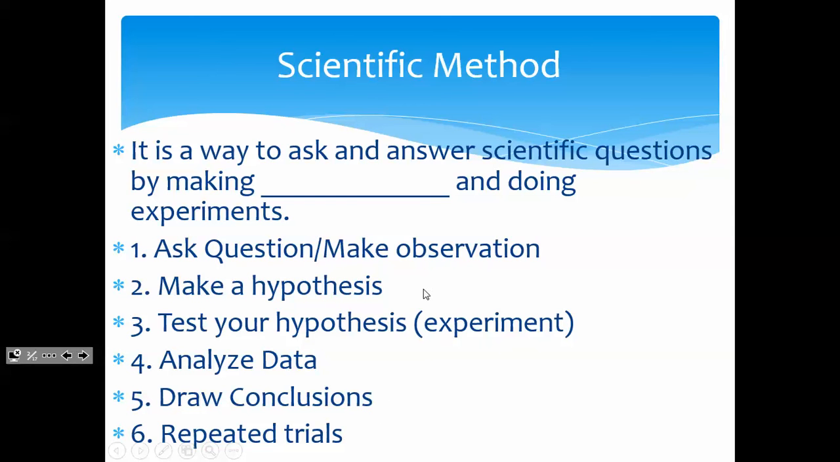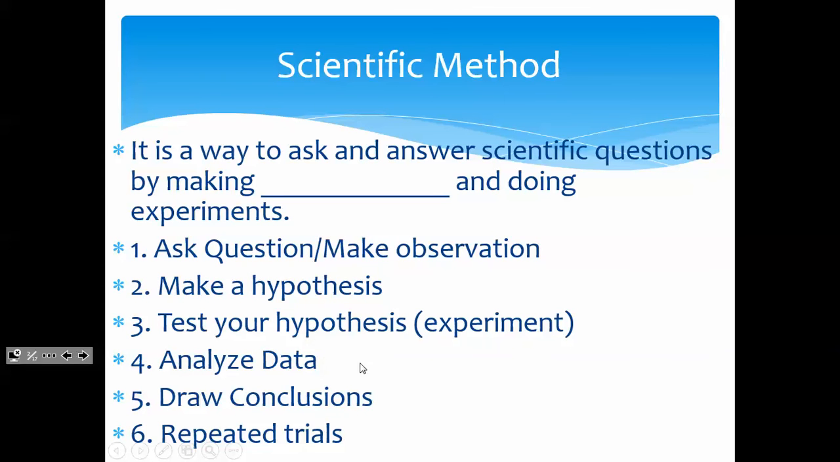You have to ask a question or make an observation. There has to be some reason why you want to experiment. You're going to make a hypothesis, which is your educated guess, educated because you've probably got some background knowledge on what you're testing. Do an experiment, collect some data. When you get that data, you want to analyze it, figure out what's going on. When you do several repeated trials, you'll analyze that data statistically, look for averages and look for trends. And then you can draw conclusions.